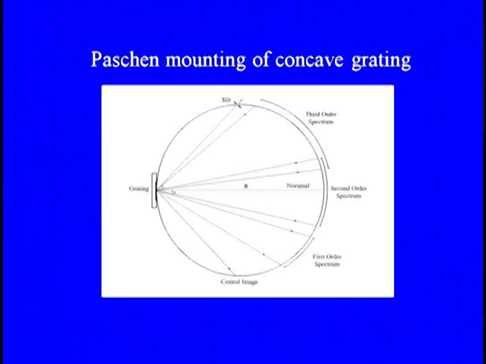So, if R is the radius of curvature of the spherical surface of the grating, a circle of diameter R can be drawn tangent to the grating at its midpoint, which defines the locus of points where the spectrum is in focus, provided the source slit also lies on this circle, as shown in this figure. This circle is called the Rowland circle and the mounting is known as the Paschen mounting.